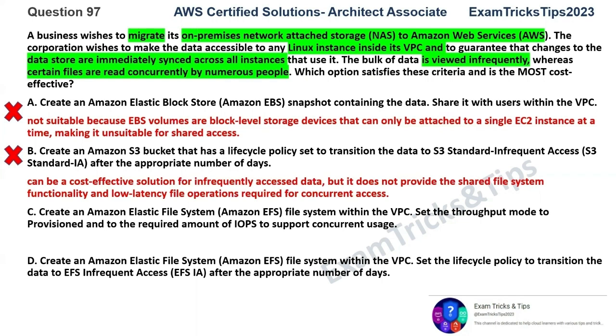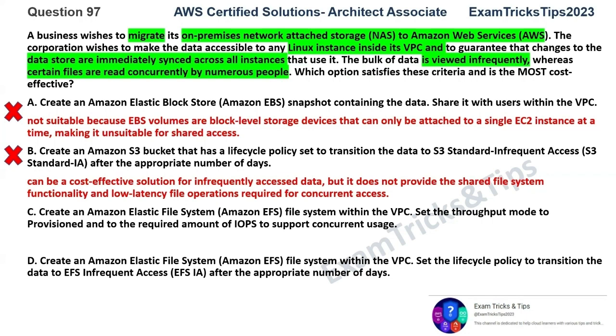Whereas option C is using an EFS file system, and it is setting the throughput mode to provisioned and to the required amount of IOPS to support concurrent usage. So that is the key requirement here. So the correct answer for this particular question is option C, usage of an EFS file system and setting the throughput mode to provisioned and to the required amount of IOPS.